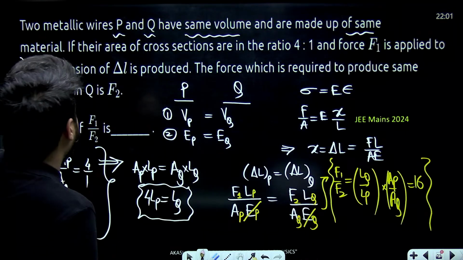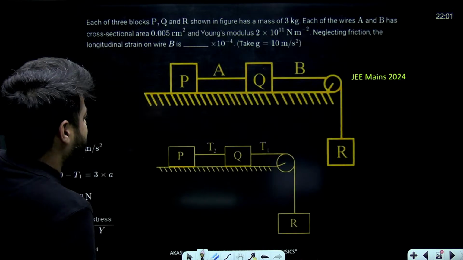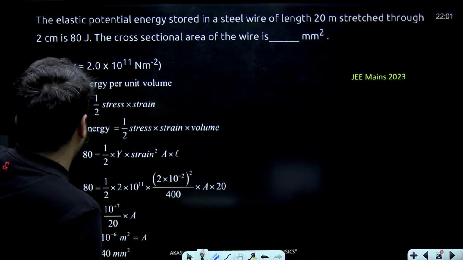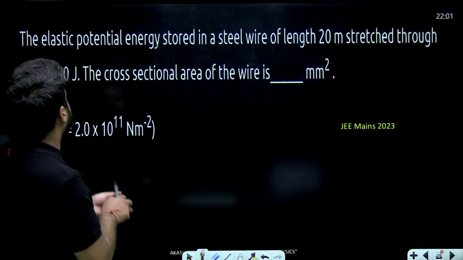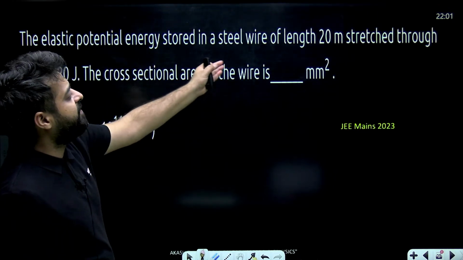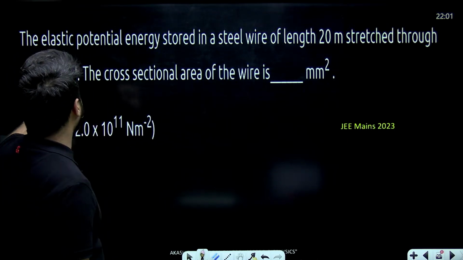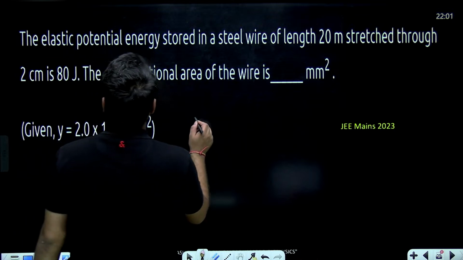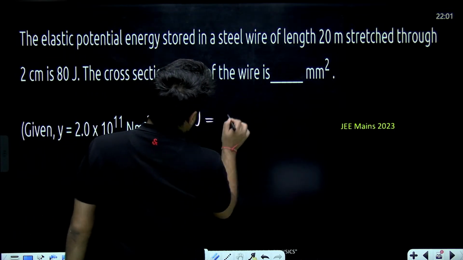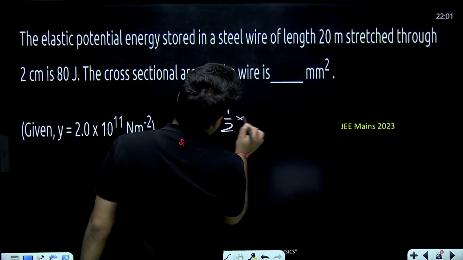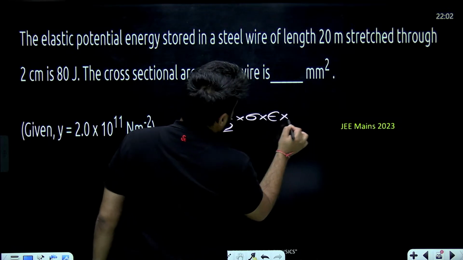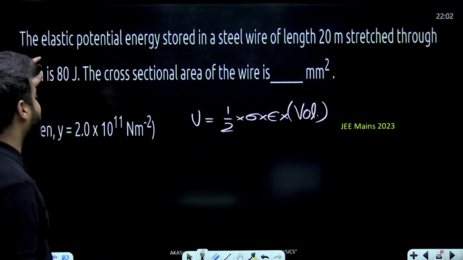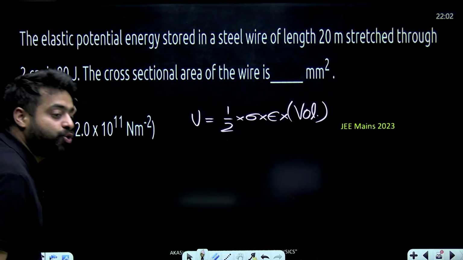All problems are full mechanics. If you apply the mechanics and then your properties of solids, you can solve each. Like this is the energy concept problem. The elastic potential energy stored in a steel wire of given length, stretched through 2 cm, is 80 joule. The cross section area of the wire? Can you tell me what this energy is? Sir, half into stress into strain into volume. They are not telling you the volume density, they are talking about the actual energy.